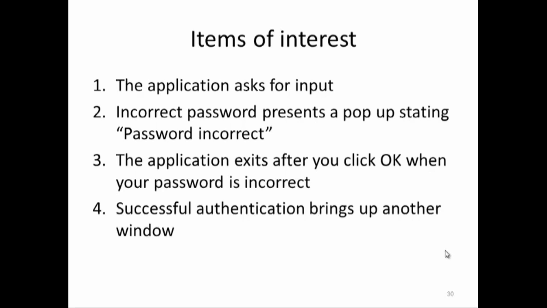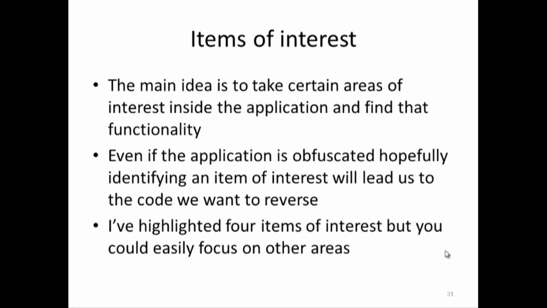Number three, the application exits after you click OK when your password is incorrect. Okay, how does it do that? How does it close the application? What would that code look like, and where can we find it? And number four, a successful authentication brings up another window. Okay, how does it do that? How does it go from one window to the next? How does it check for that authentication? Maybe there's some strings on the second window that we could look for. Things like that. Those are the things you have to keep in mind when you're combing through the application.